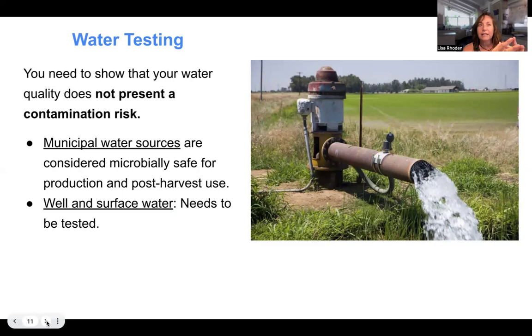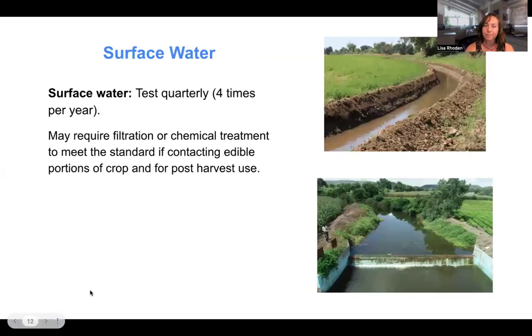And depending on other factors, we're going to talk about how frequently that needs to happen, but the minimum for well sources is once a year, and the surface water is going to be 4 times a year. So surface water in Hawaii is very common. This is going to cover things like open ditch, of course. It may also be that your water comes from a well but sits in a reservoir. In that case, it's considered surface water.